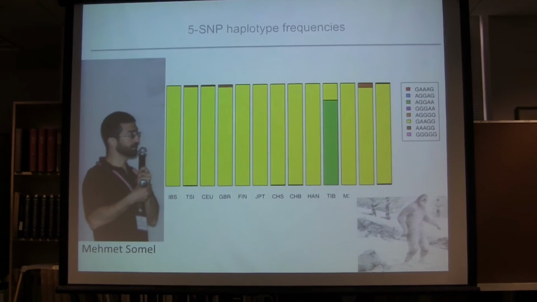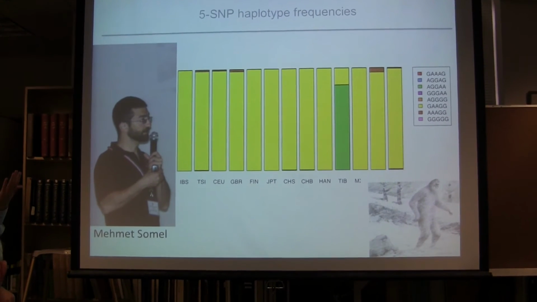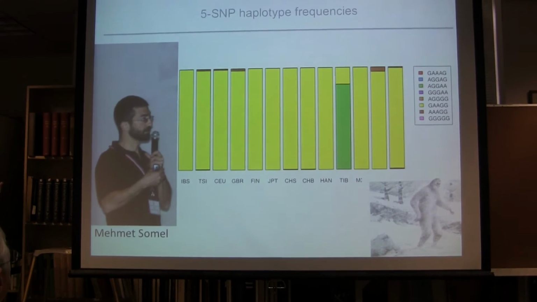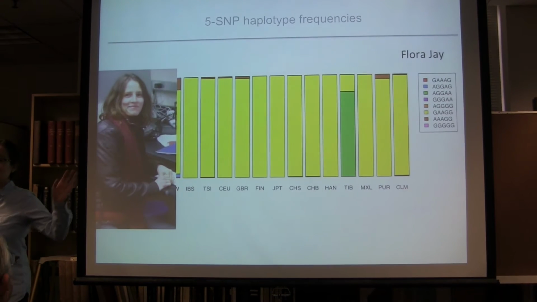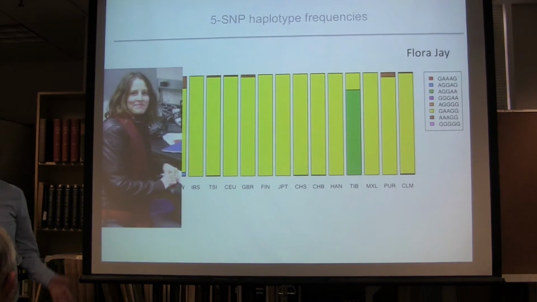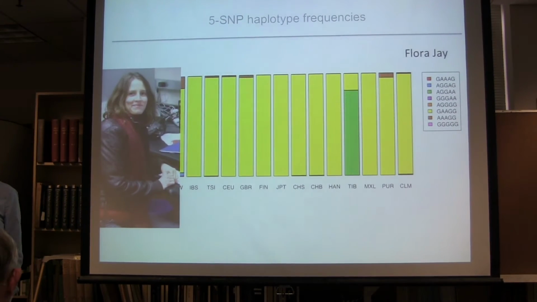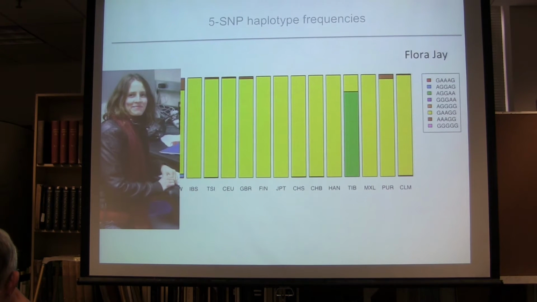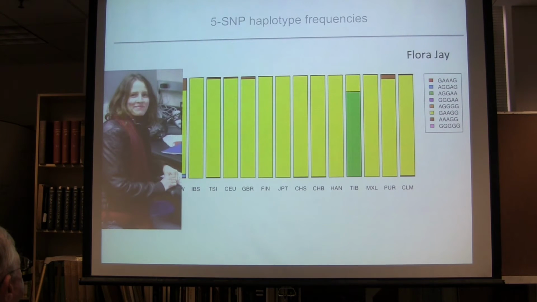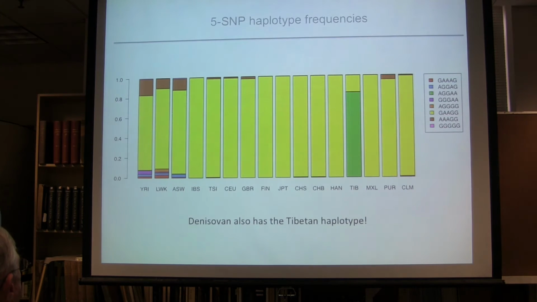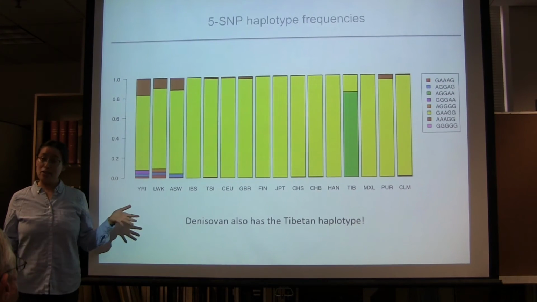But that gave me the idea to look at archaic humans. So I ran over to see my friend Flora, who I knew had access to all this data, and I said, can you just tell me what's the variation at these 5 SNPs? And so she did that for me, and then we found that the haplotype doesn't match the Neanderthal.